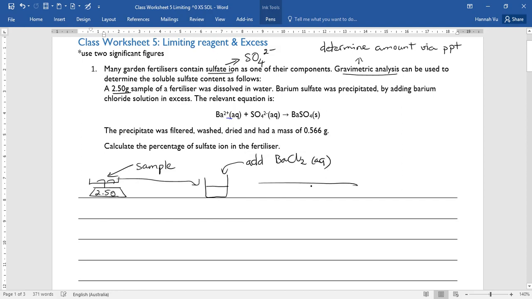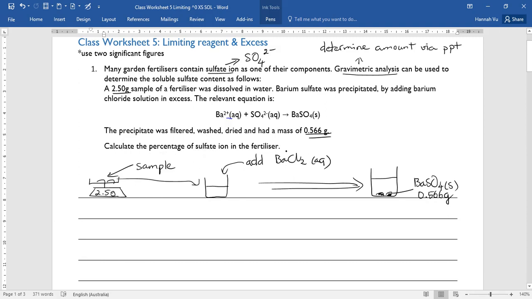And as you add barium chloride, this is going to form barium sulfate precipitate at the bottom. So we have BaSO4 solid, and the mass of barium sulfate is measured to be 0.566 gram. The question: calculate the percentage of sulfate ion in the fertilizer.